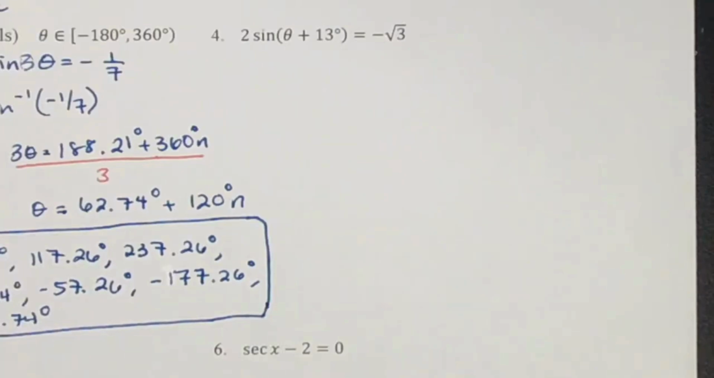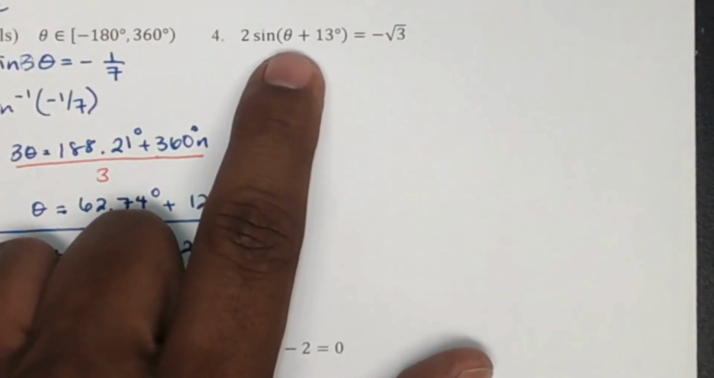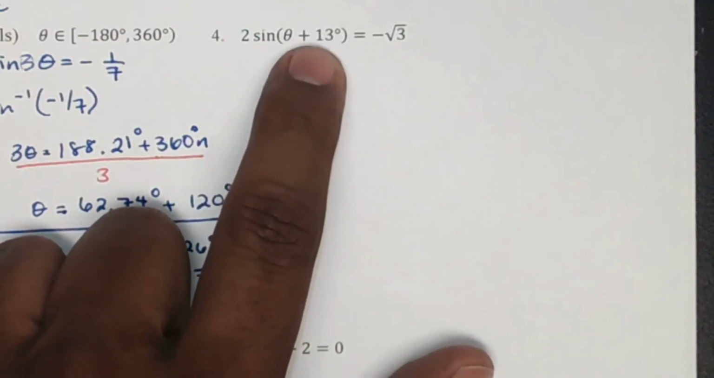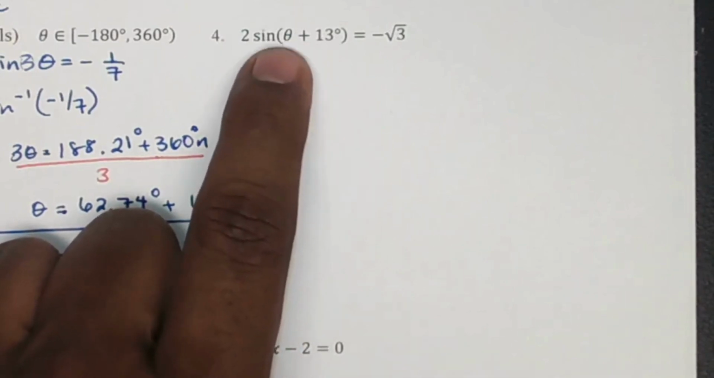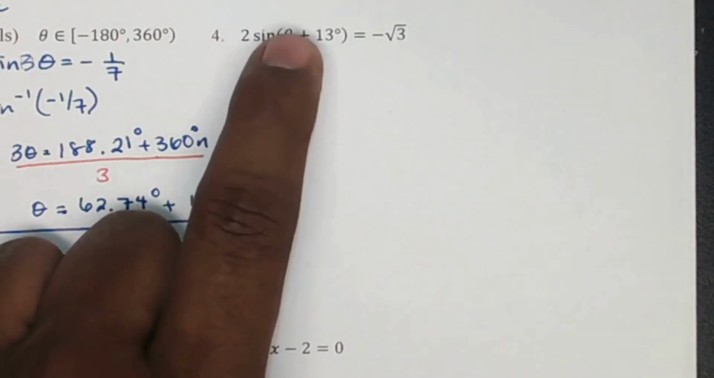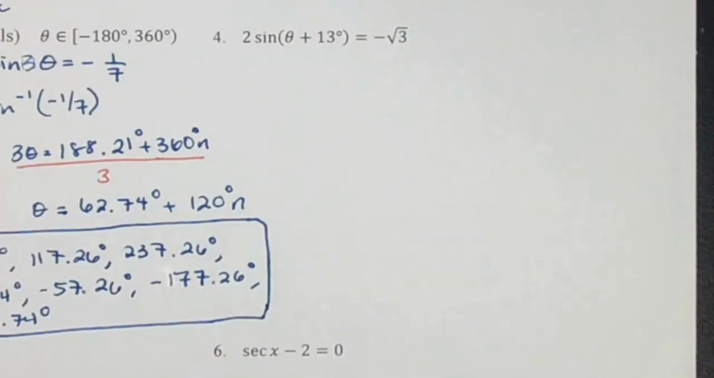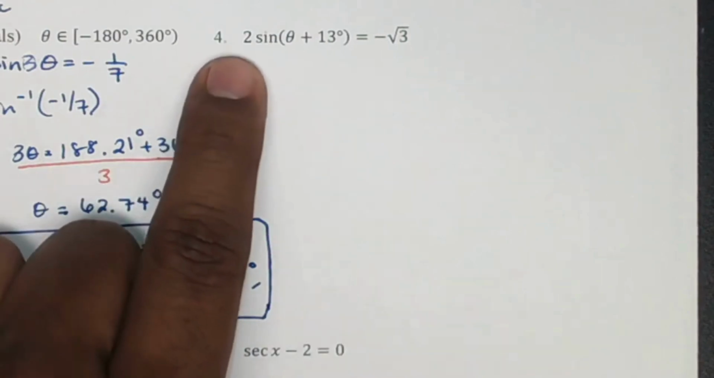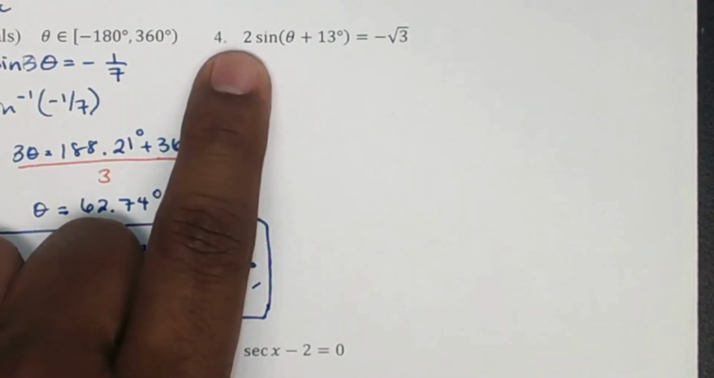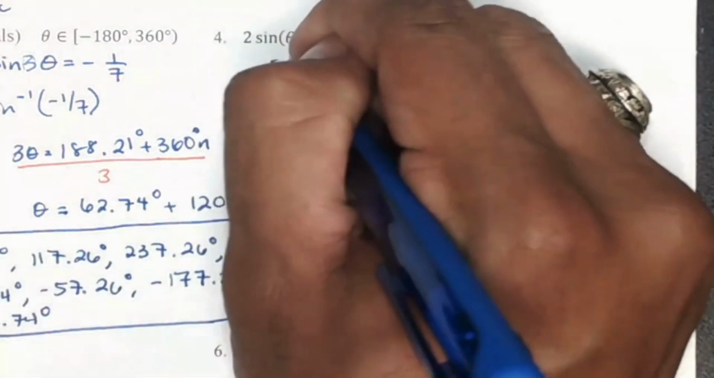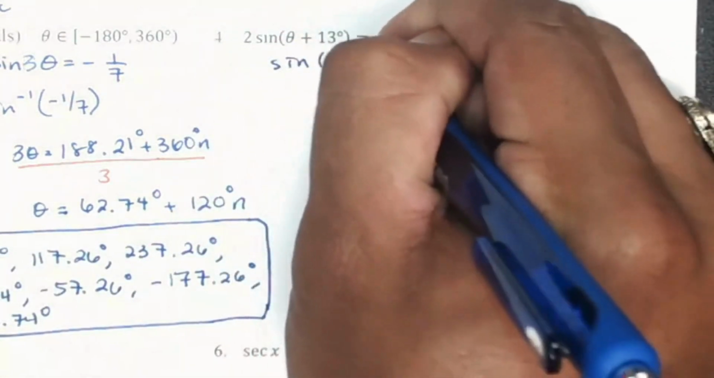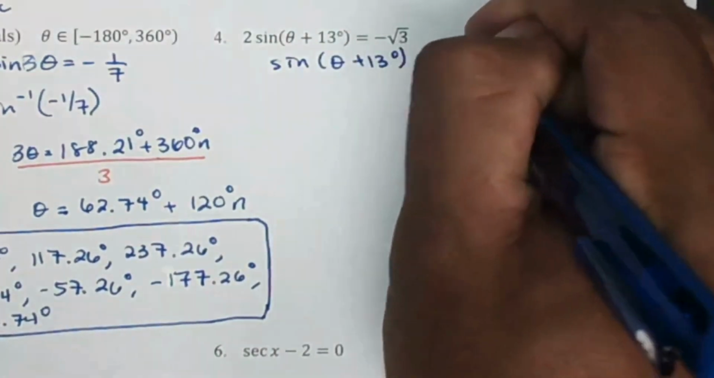All right, so look at the next one here. We're not multiplying theta by something, but we are adding 13 degrees to this. So we are doing theta, so theta is degrees, and we didn't tell you a different range, so we're staying between negative 360 and 720. So let's do some algebra. This 2 is on the outside of sine, so that's okay to just divide both sides by 2. And you end up getting negative root 3 over 2.